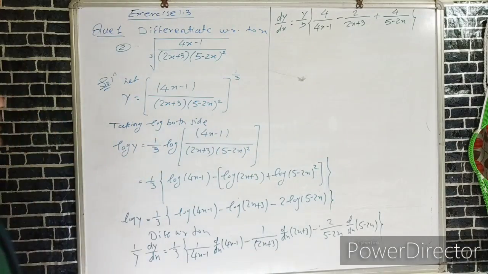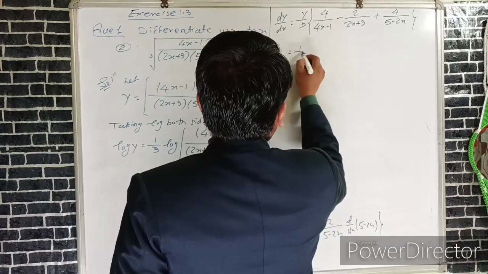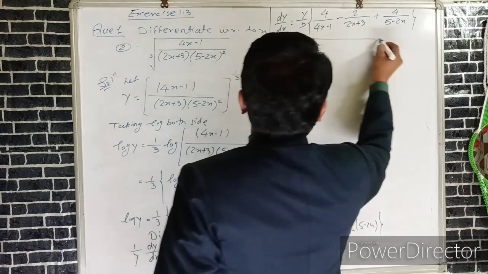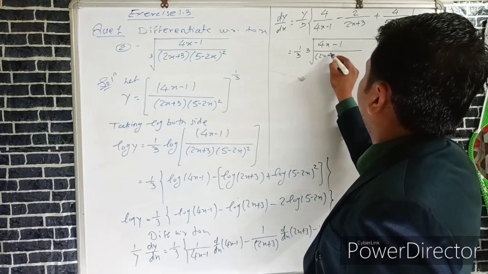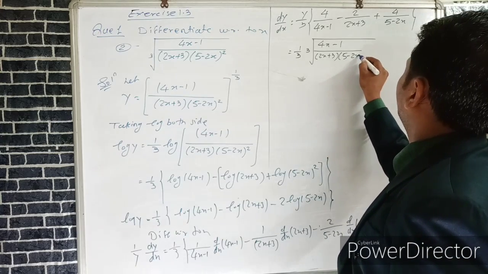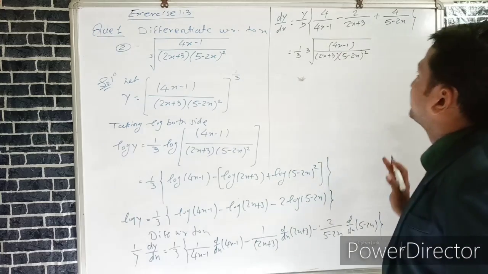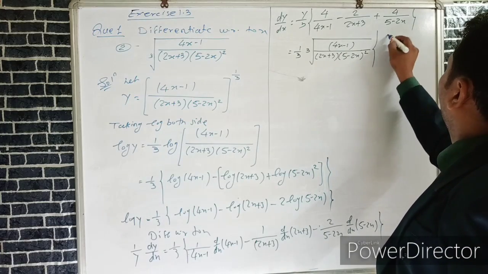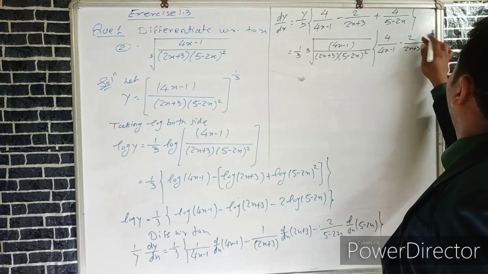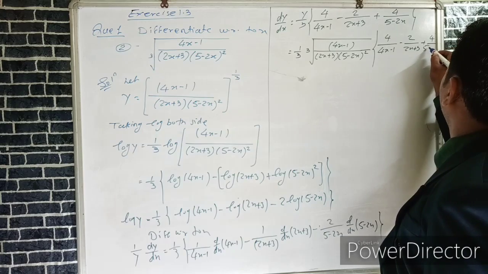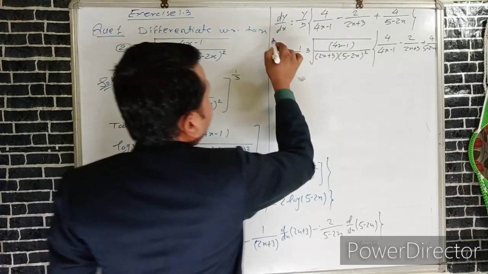After that, if we take the value of y, which is the cube root of (4x minus 1) upon (2x plus 3) (5 minus 2x) whole bracket square, we can write it as 1 by 3 cube root of that, into 4 upon 4x minus 1 minus 2 upon 2x plus 3 plus 4 upon 5 minus 2x, which is the required derivative of y, dy upon dx.